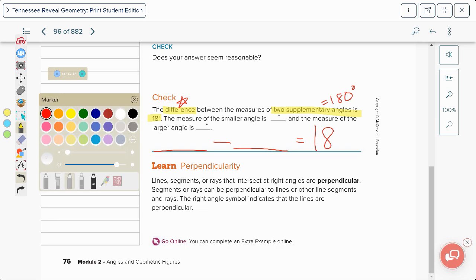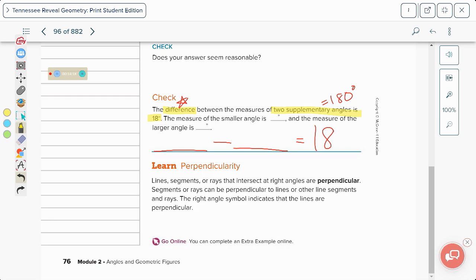So I don't know what the smaller angle is, so I'll call that X. Always start out that way. Now let's think about how we might represent the other angle, okay? And I'm sorry, my bad. I said that this was the smaller. We don't know that yet. Hold that thought, okay? So this is just some angle we don't know. We'll call it X.